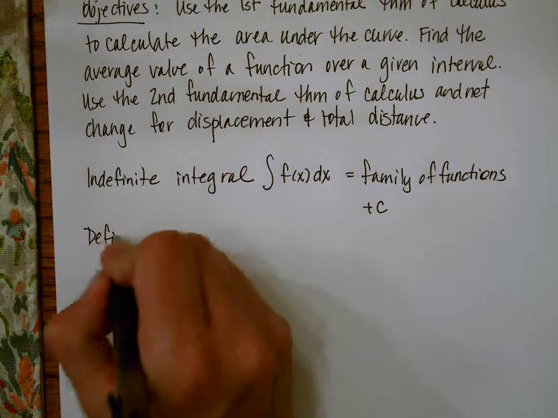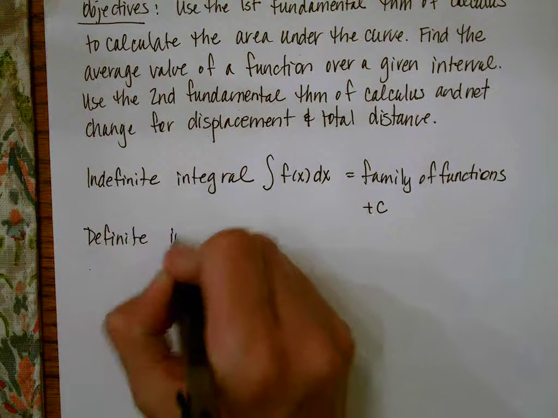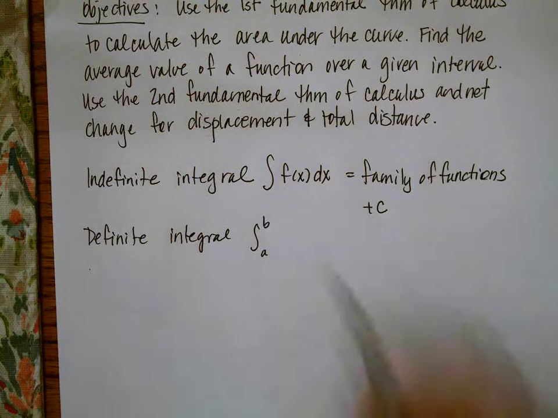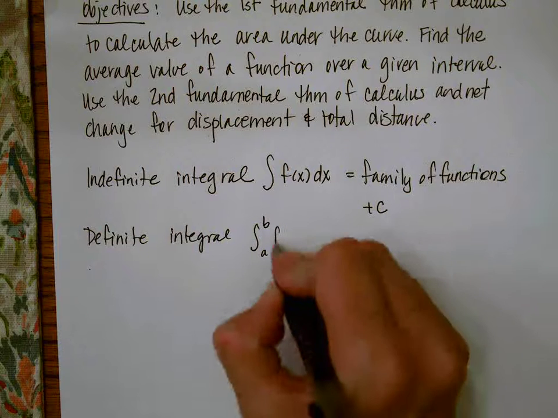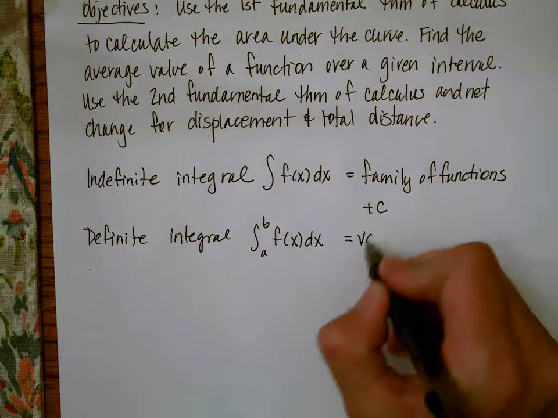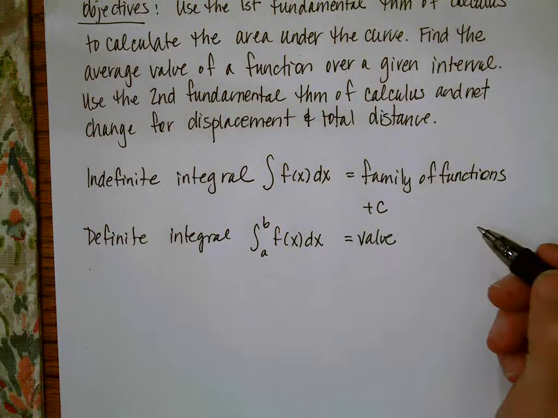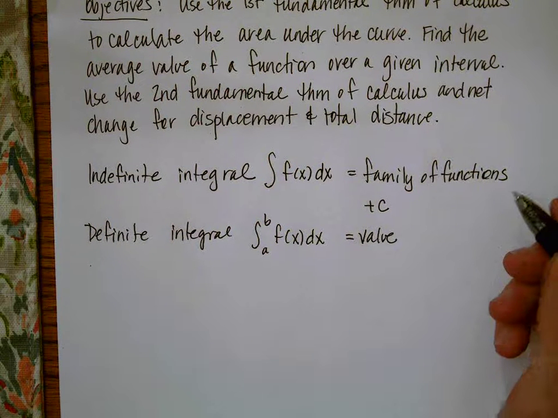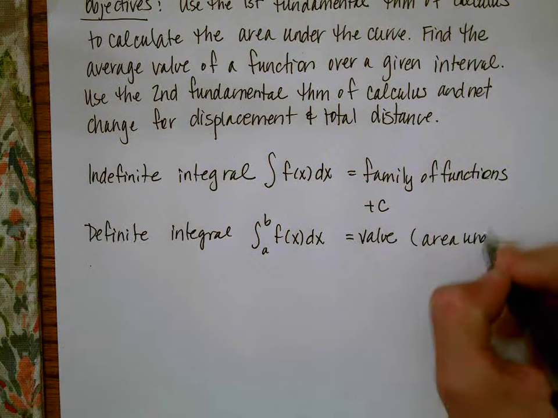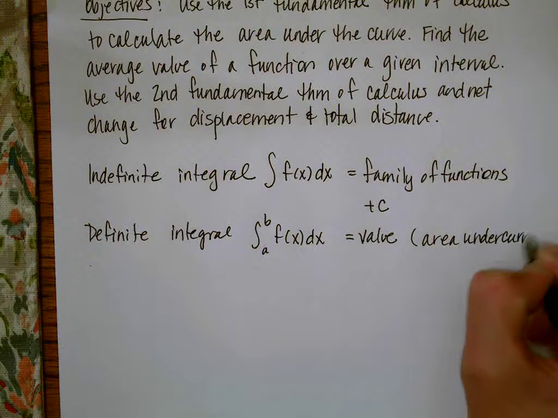The definite integral, on the other hand, starts from an endpoint and goes to another endpoint. And so it has a definite beginning and ending, and it's going to give you a specific value when you are done. And typically when we talk about integrating, we're talking about the area under our curve.